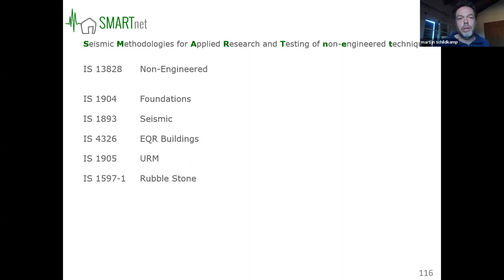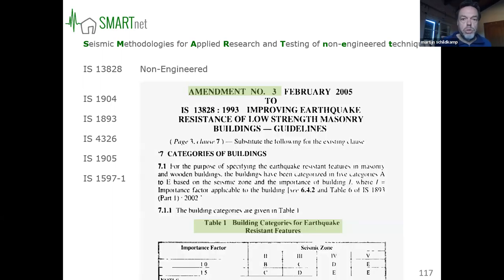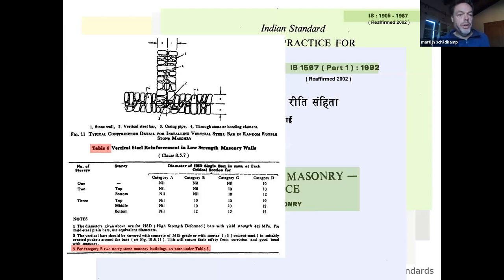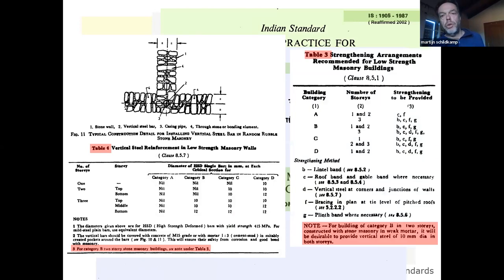To show you something from the Indian codes, India has a code for non-engineered buildings, which is IS 13828. But in there, it refers to many other codes: one for foundations, the National Seismic Code, a code of practice for earthquake-resisting buildings, for unreinforced masonry, and so on. The amendments have been added at the beginning of the code, so you need to fill it in yourself, amendment over amendment. Sometimes you need to find your information in a footnote of a table. For example, something about vertical steel is mentioned in a footnote that refers to a footnote of another table.